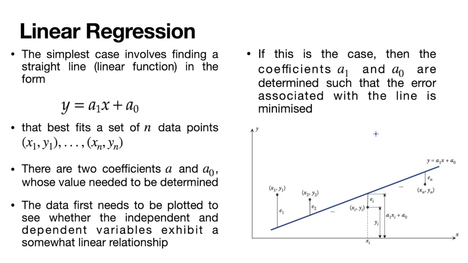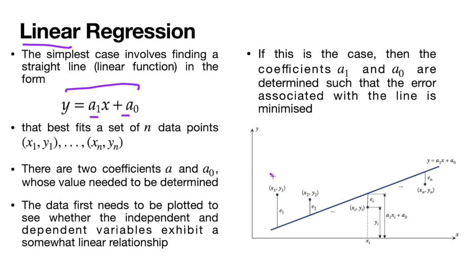So one of the basic, or you can say the easiest, of the regressions is called linear regression. It is the simplest one, and this is the equation of a straight line. The equation of a straight line includes two constants only, a1 and a naught. The best fit of a set of n data points x1 y1 to xn yn.